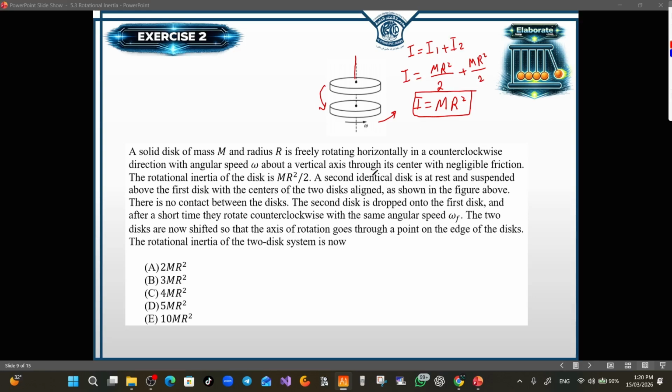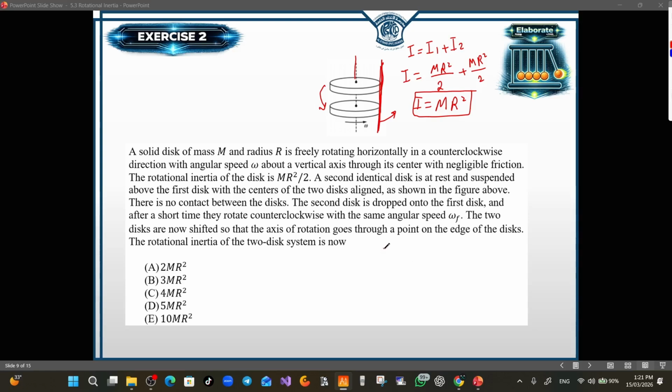of the two bodies. The two disks are now shifted so that the axis of rotation goes through a point on the edge of the disk. The rotational inertia of the two disk system is now... So what did we do here? We have shifted the axis of rotation to be exactly in this place. We know that whenever we have moved the axis of rotation, the new moment of inertia can be found using the parallel axis theorem.